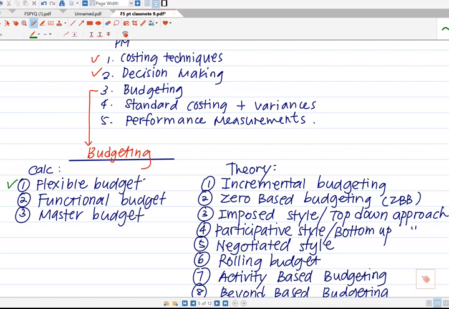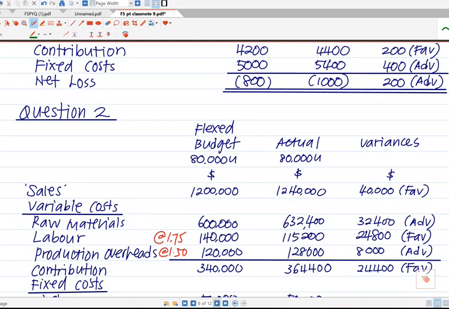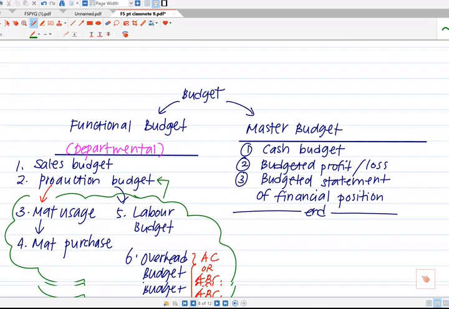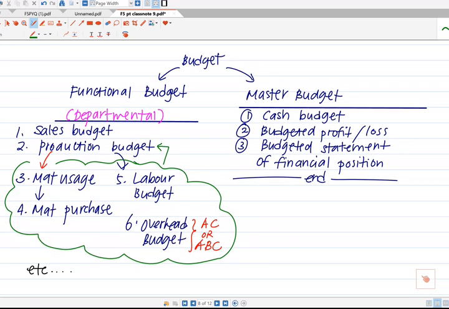Okay, so what do we have for the functional or master budget? Functional is departmental budget, so then we have master. Come, let's try a simple example.